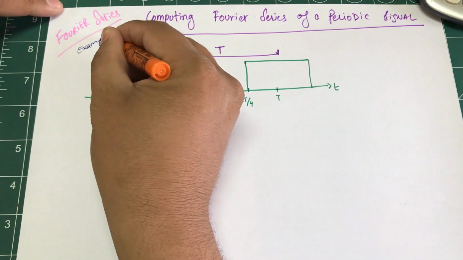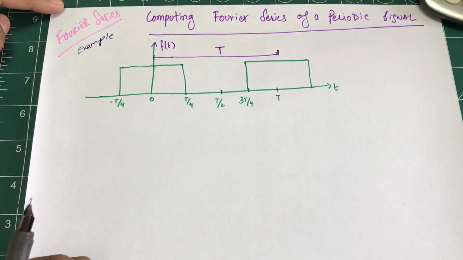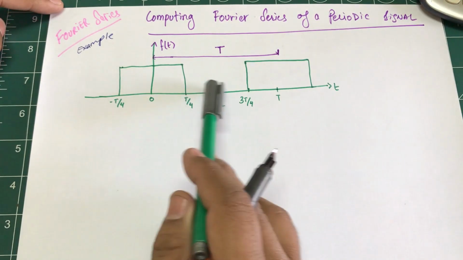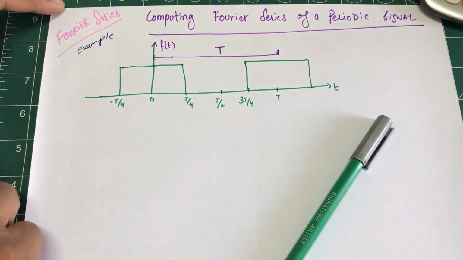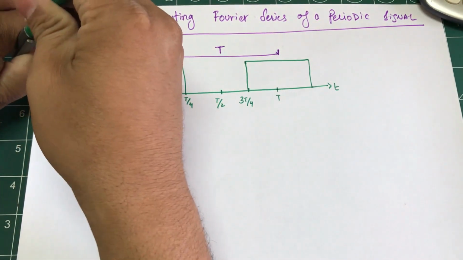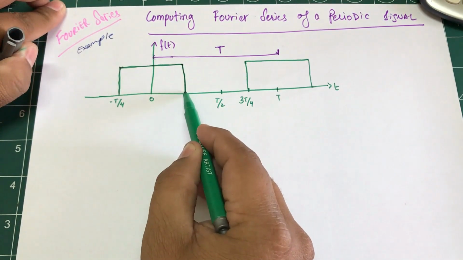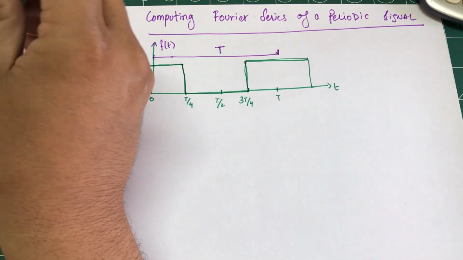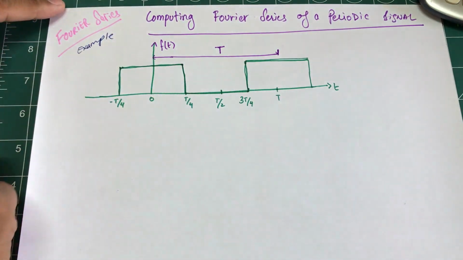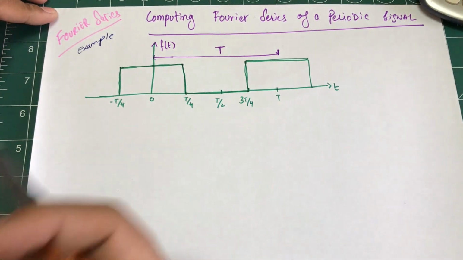This is a very common example, widely used in the electrical engineering discipline. The example is this: we have a rectangular pulse, a rectangular wave, and it's a periodic signal. It's a periodic signal and it's a rectangular signal, and we want to find out what frequency components are present.